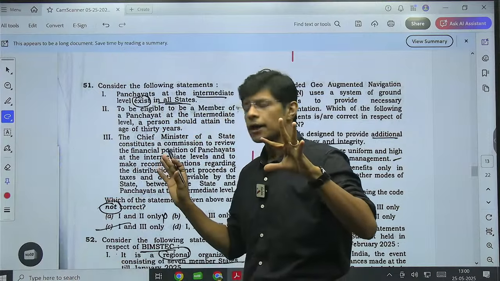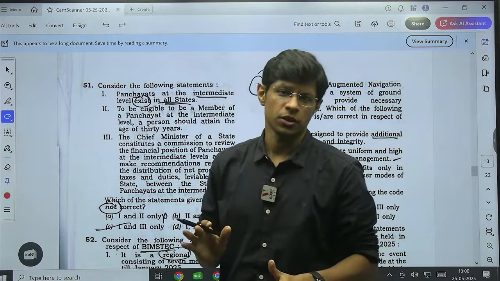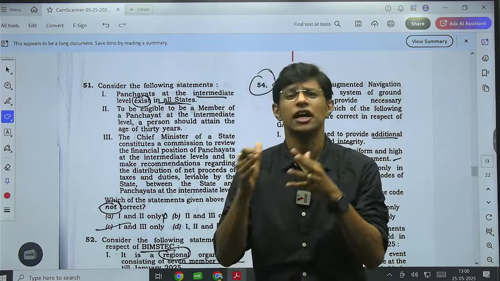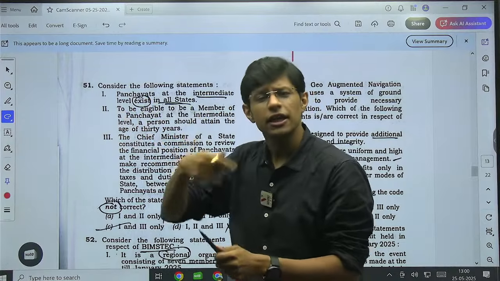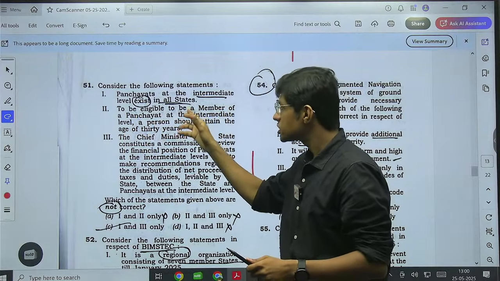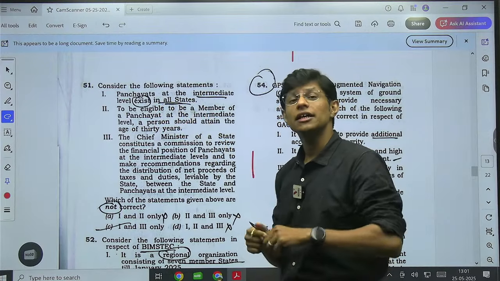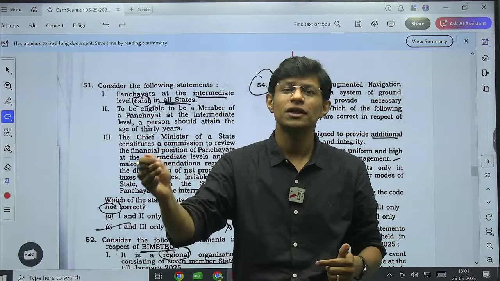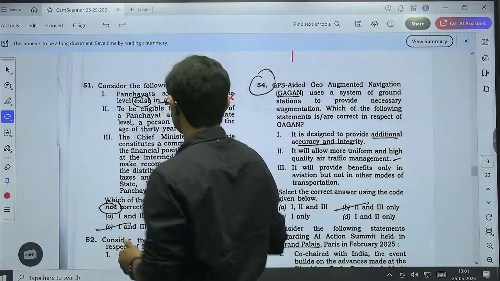most often you see that the topic with respect to Panchayati Raj institutions appears in the newspaper. Why? Because with respect to the functioning of the Panchayati Raj institutions, which is inefficient, you get to see topics pertaining to this time and again in the newspaper. So the question is asked, do Panchayats at the intermediate level exist in all states? No, it does not exist in all the states. Panchayats at the intermediate level exist only in states having a population of more than 20 lakhs. So it does not exist in all states. Thus, this statement is incorrect.